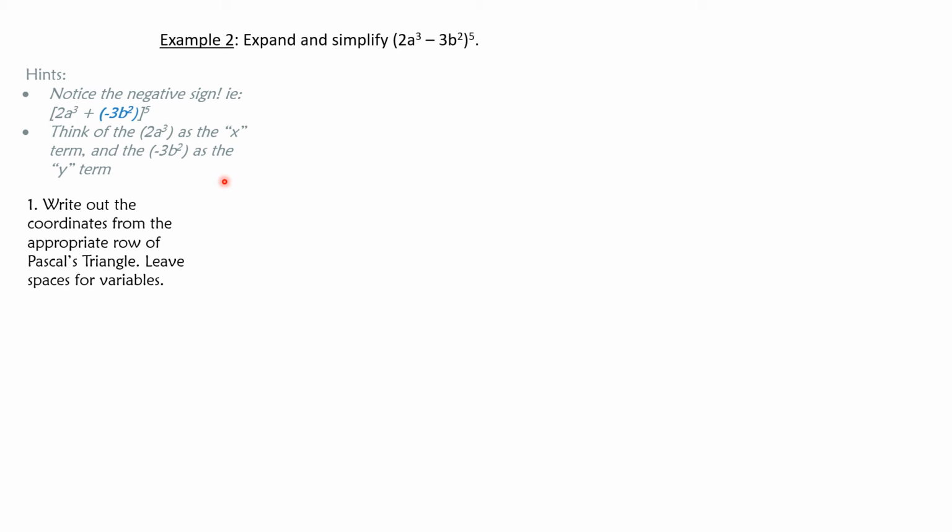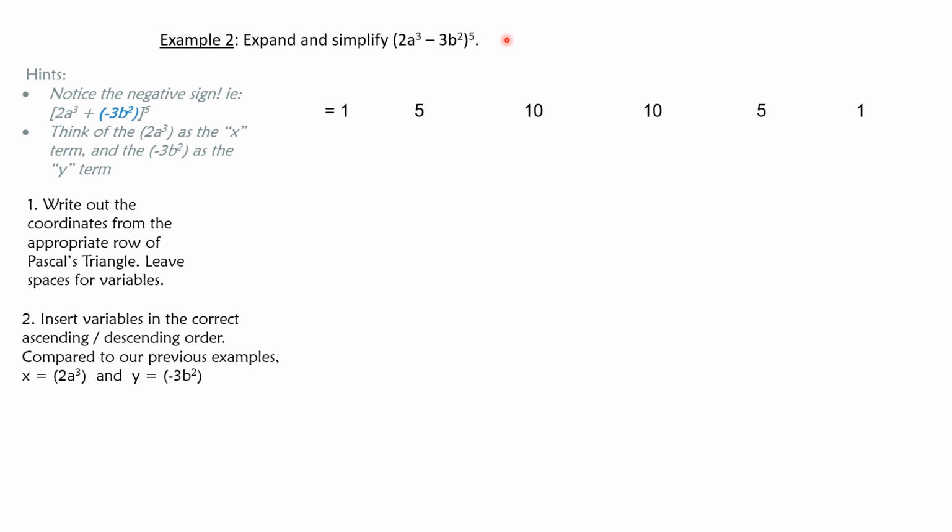So go back to your triangle, take a look, figure out which row you need. We've got a power of 5 here, so figure out the row that we need and then put your coefficients in, leave spaces for your variables. Something like that.